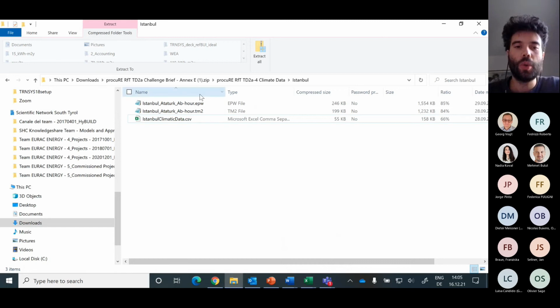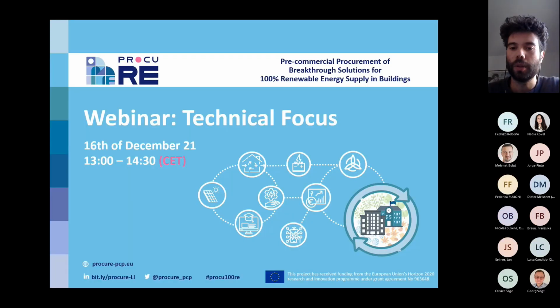And this is all regarding the material made available in the Annex E, and specifically for the definition of a reference building and all the boundary conditions to be assumed, and the reference climate and what has to be considered. And with this, I give the word back to Georg, I think.